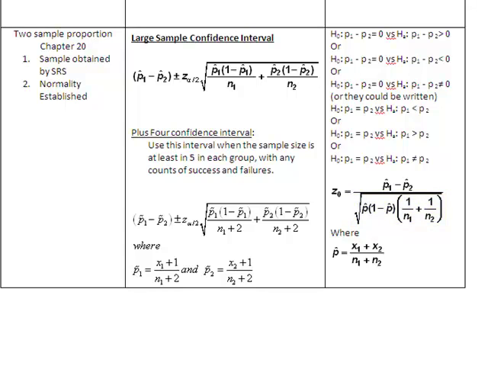Well, this concludes Chapter 20, and we will go to Chapter 21, which is a review chapter, and then the very last chapter, which is Chapter 22. So we're almost there. See you later.